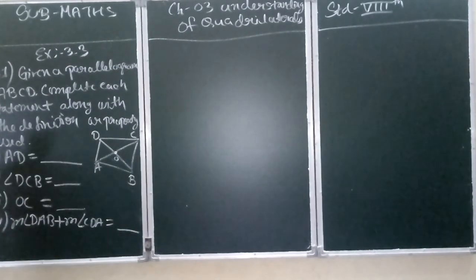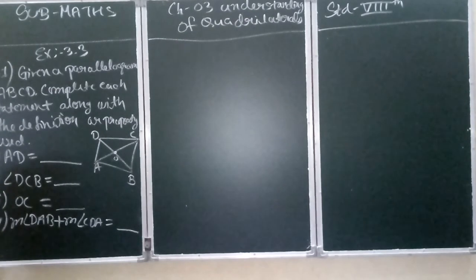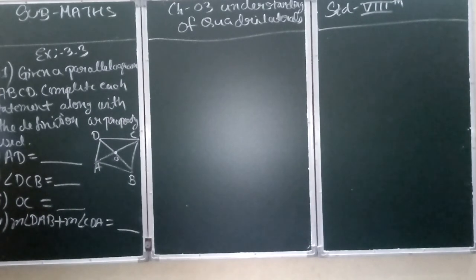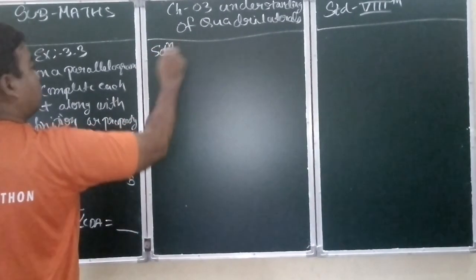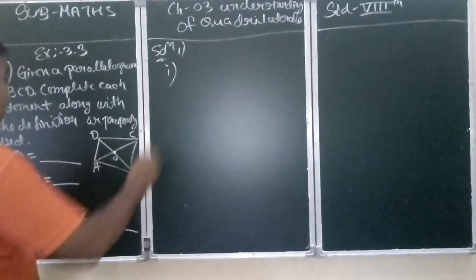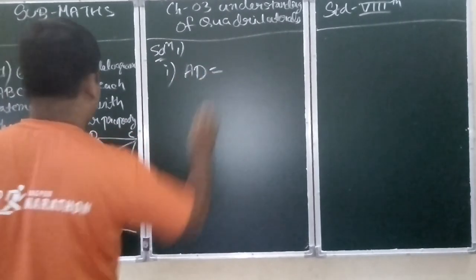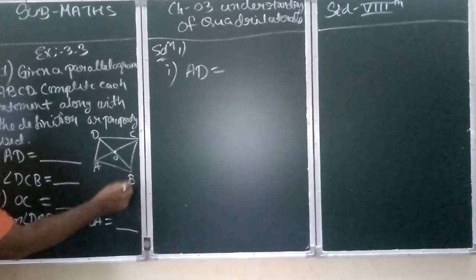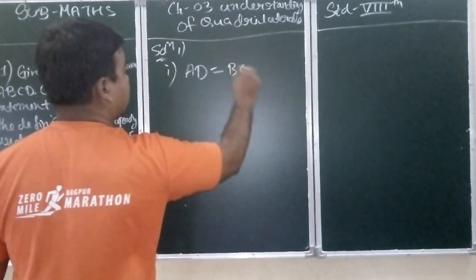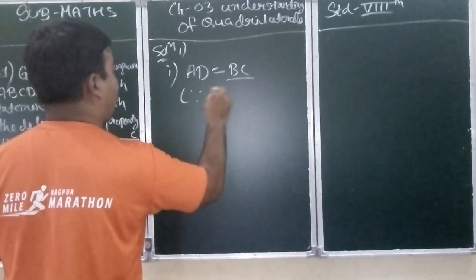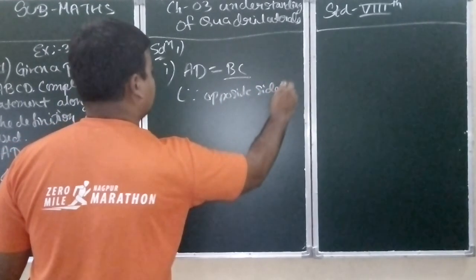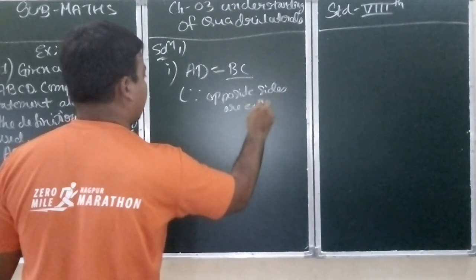Now see the question: given parallelogram ABCD, complete each statement along with the definition or property. Talking about AD, the first question. Solution: first one, AD is equal to BC, because opposite sides are equal.